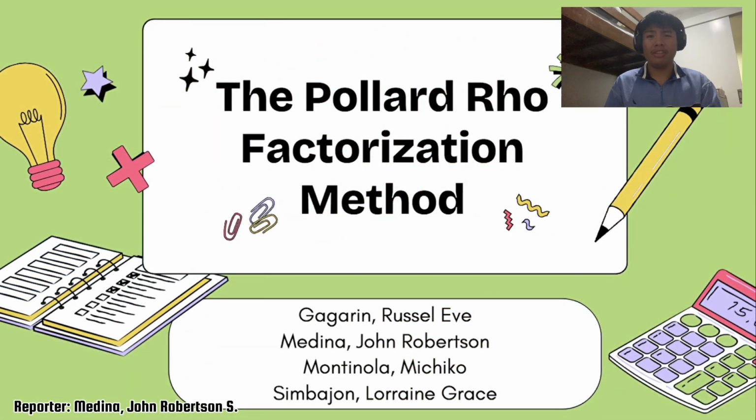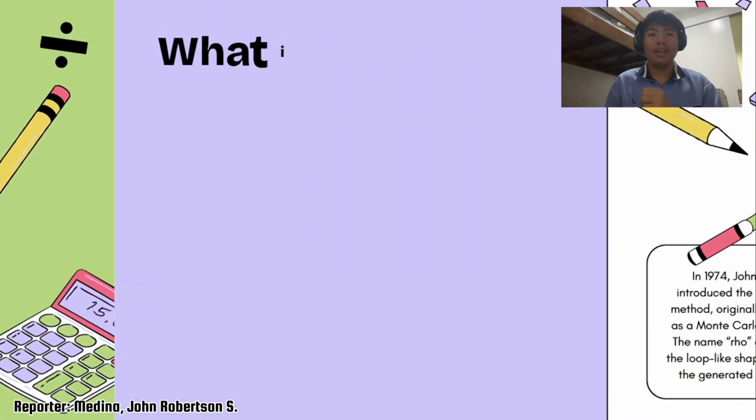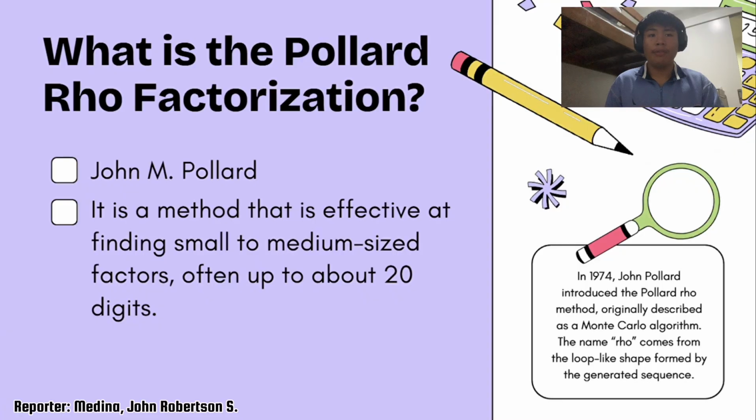Pollard Rho Factorization Method. Pollard Rho Factorization Method was introduced by John M. Pollard in 1974, originally as Monte Carlo algorithm. It is particularly effective at finding small to medium, non-trivial prime factors of a composite number. When you say a composite number, it has other factors other than 1 and itself. Moreover, it works by simply generating a pseudo-random sequence modulo n and computing its GCDs.